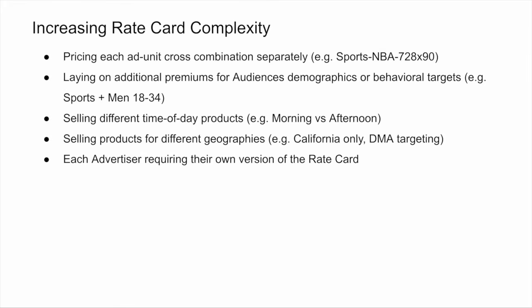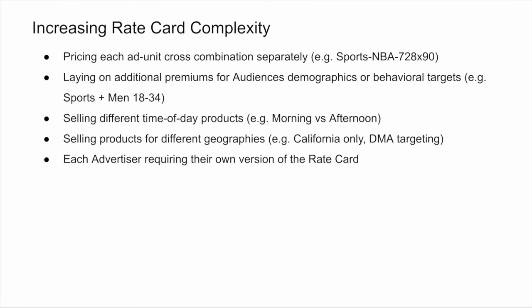Let's talk about some of the factors that can cause a rate card to become much more complex. The first is that each product is priced separately. So even for a moderately sized publisher, this can cause an explosion in the number of products that are priced. So for example, here I have a bullet of if the sports page, the NBA site, had a specific product that was the 728 by 90 banner, if that was priced differently than, for example, the sports NFL 728 by 90. Even a moderately sized sports broadcaster would have hundreds of products that they were trying to price individually.